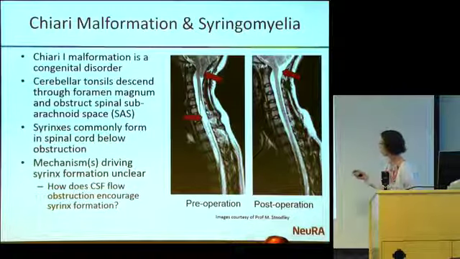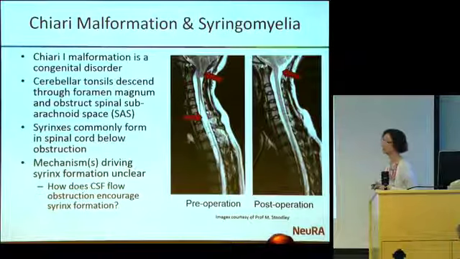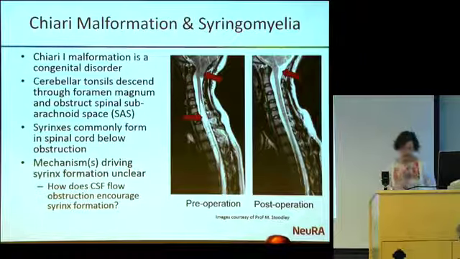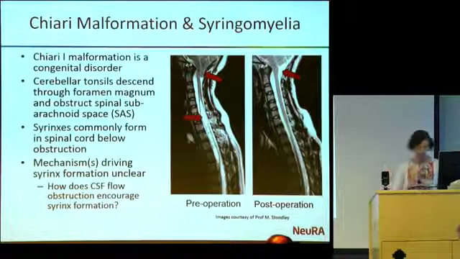We do know, as Marcus also showed earlier, and I believe these are actually his images originally as well, that if we intervene surgically to restore this CSF flow, then typically the syrinx will resolve. So clearly there's a causal relationship between obstruction to CSF flow and build-up of fluid in the spinal cord.